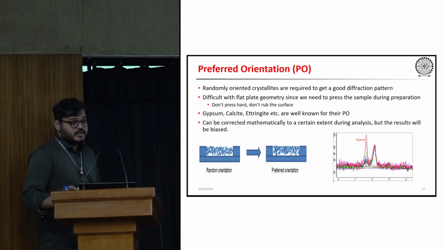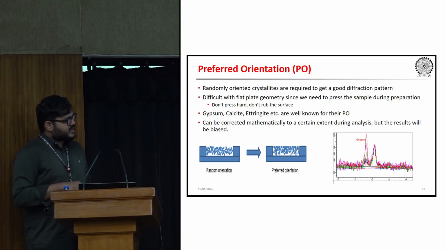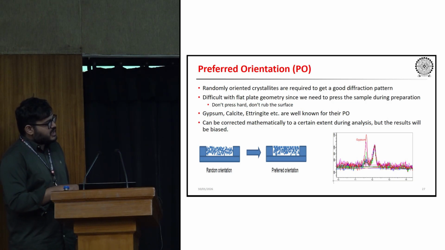For example, you have gypsum, which is commonly used. You have calcite, ettringite, etc. These are known to have preferred orientation. For example, this is a sample from the same cement batch, which has been prepared with and without preferred orientation. You see here, you have a gypsum peak which is very strong, and then you have a diffractogram with the gypsum peak very minimal.